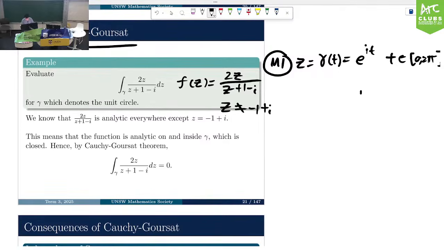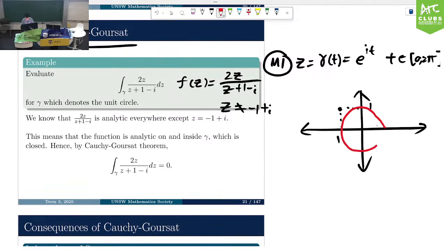So let's just quickly label this on a Cartesian plane. Minus 1 plus i, it's going to be like here. That's 1, that's 1. And what you're integrating is along the unit circle, so like this. That's going to be 1, that's going to be 1. Minus 1, and that's minus 1. Okay, so as we can see over here, the function is actually analytic everywhere on and inside the contour. So what we can conclude is that this integral must be 0.